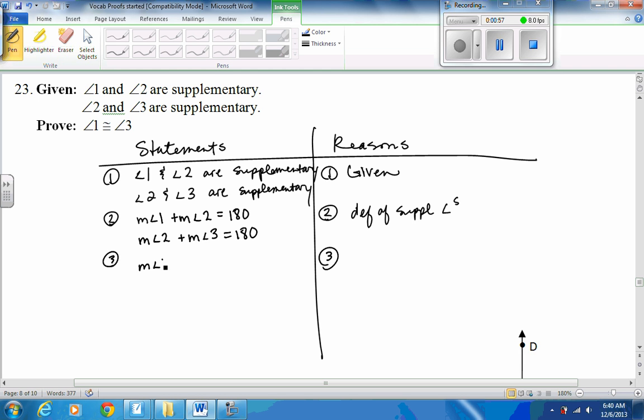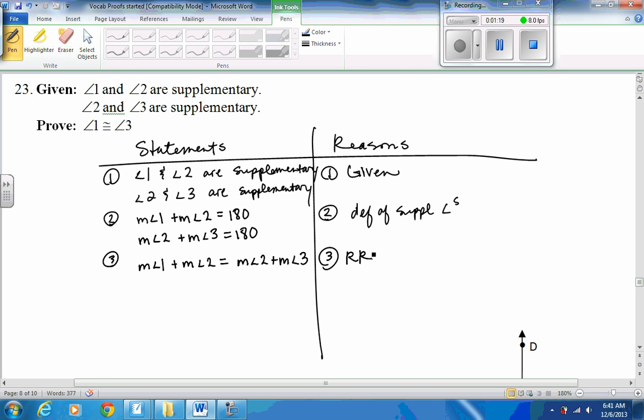I'll just rewrite one of those equations. You could use either one, but we're replacing, instead of saying it's equal to 180, 180 equals a couple things, so we can replace 180 with the other thing that it equals. We're replacing 180 with measure of angle 2 plus measure of angle 3, and that's the replacement rule.